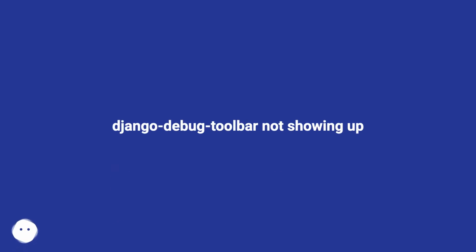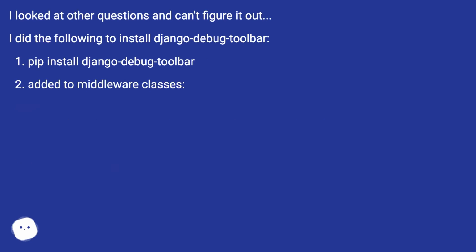Django-Debug-Toolbar not showing up. I looked at other questions and can't figure it out. I did the following to install Django-Debug-Toolbar. pip install django-debug-toolbar. Added to middleware classes.